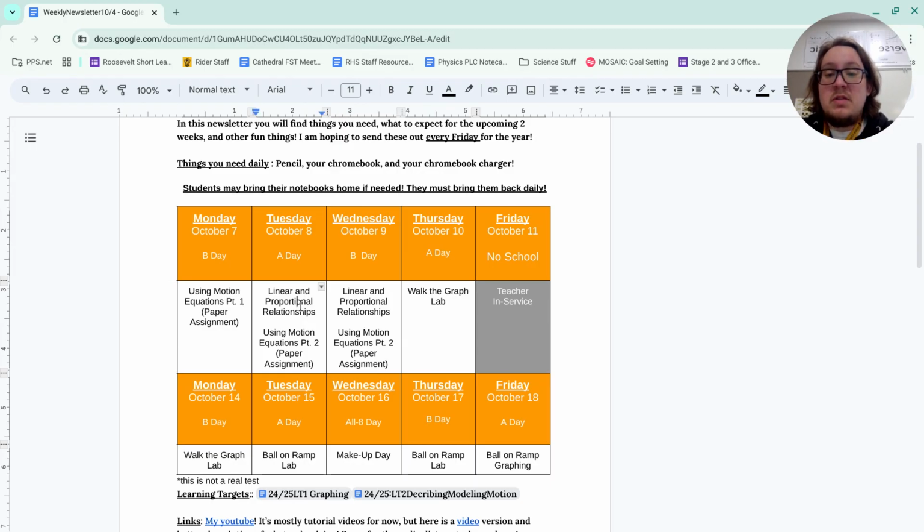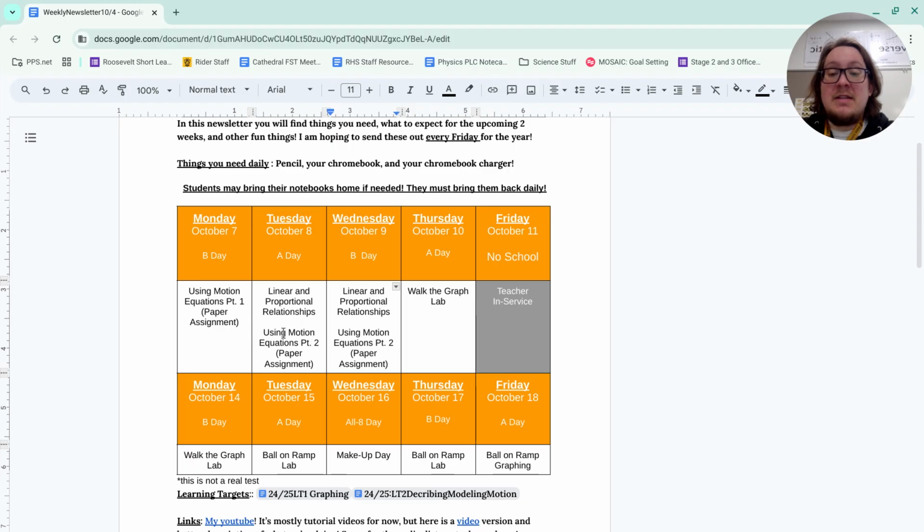Then Tuesday and Wednesday next week, we're going to go over linear and proportional relationships and what they mean and how they are different. I think students have really visualized those so far, but maybe don't know exactly the difference. So we're going to hopefully clarify that.